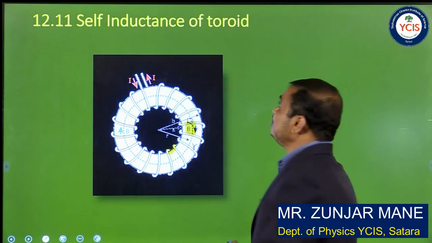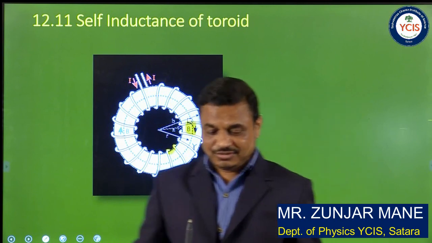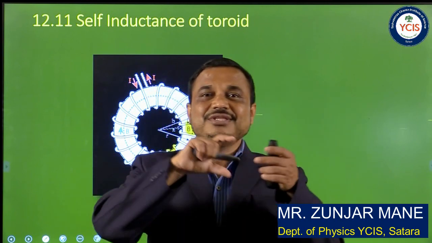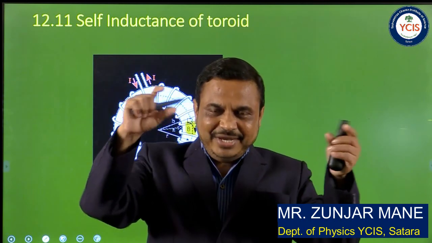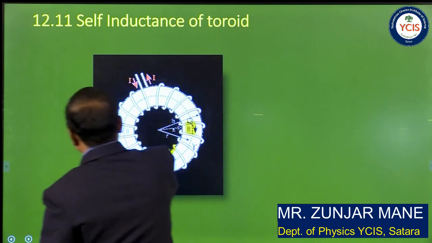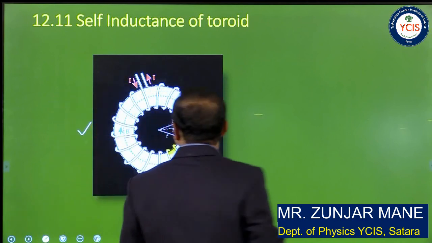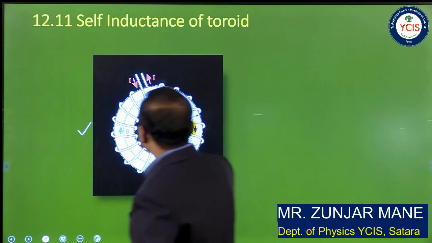Now we have to derive the expression for self inductance of toroid. So what is the solenoid? If the solenoid is bent to form an endless loop, then it is converted into a toroid. So this is the difference from a solenoid. So this is a toroid carrying a current I.